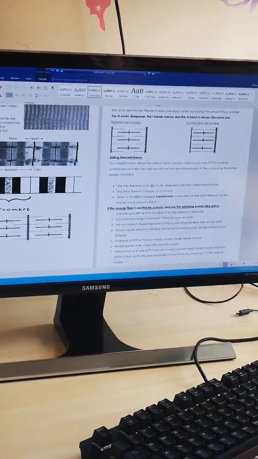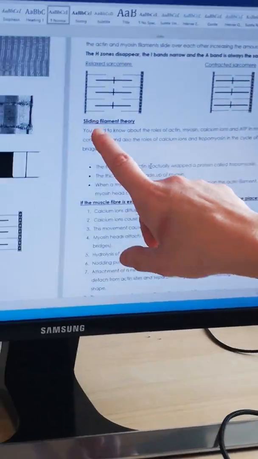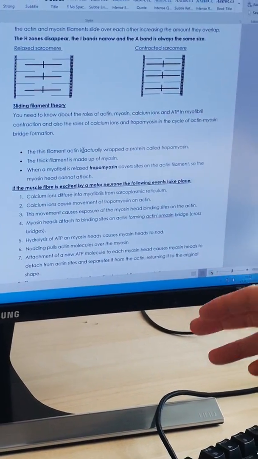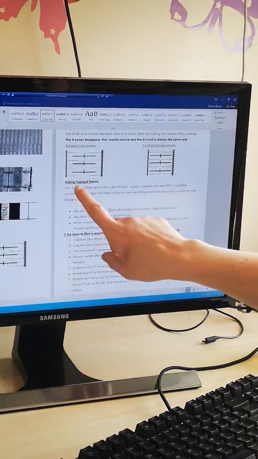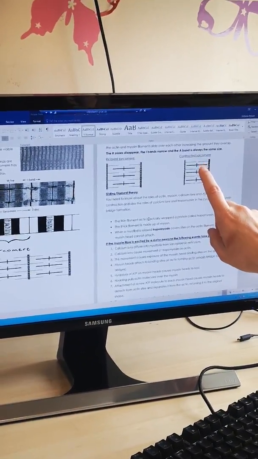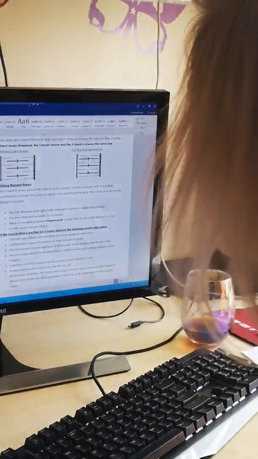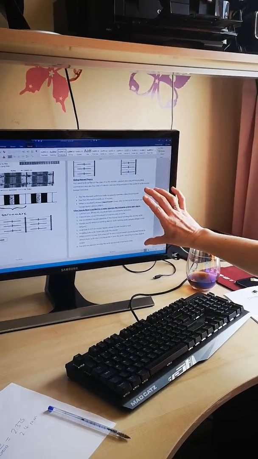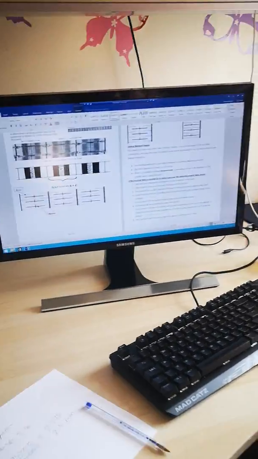So now we're moving on to how, when a nerve impulse stimulates a muscle cell, so when that acetylcholine diffuses across the synapse and binds to receptors on the muscle cell membrane, the sarcolemma membrane, how does this increased overlap between the actin and the myosin happen? So that's what this section is about and what the rest of the video is going to be about today. It's called sliding filament theory.